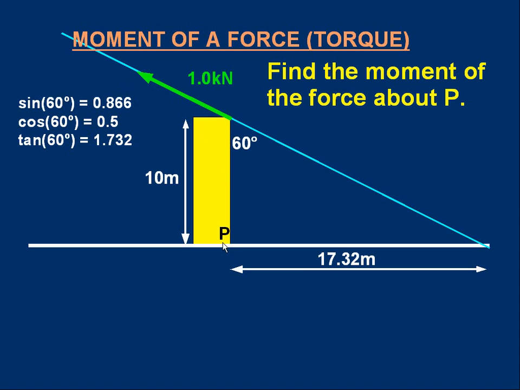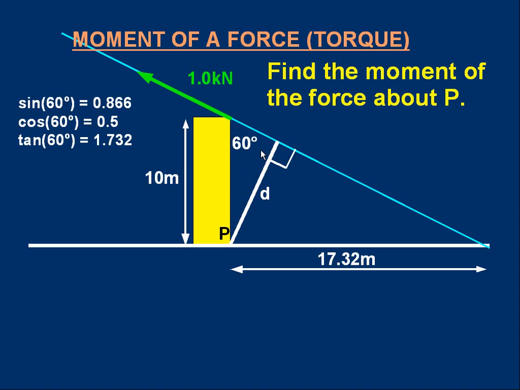We want the moment about P, so we've got to go from P to the line of action and take the shortest route. Draw a line that's perpendicular to the line of action and goes through P, and it's this line, and we want this length d. Now, how do you work out d? Look at this triangle here. Got a 60 degree, 30 degree, 90 degree triangle.